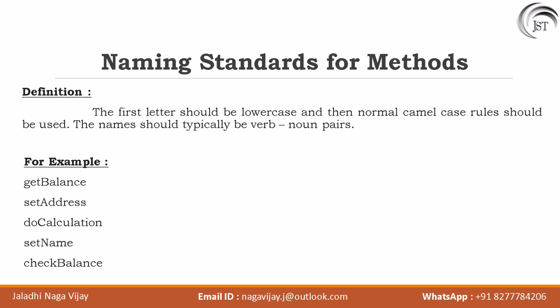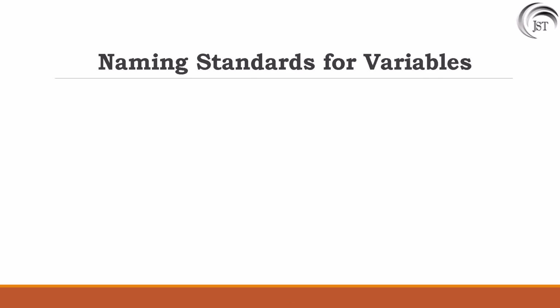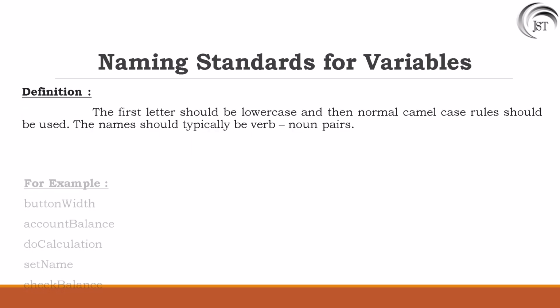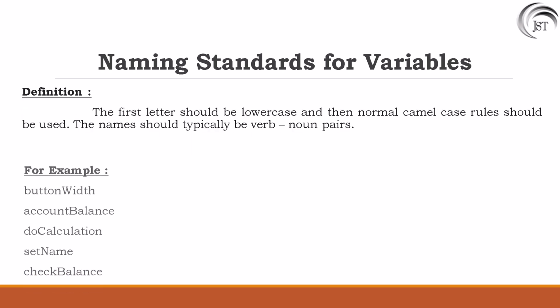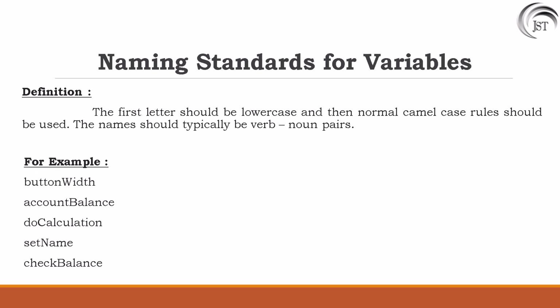This is the naming standards for methods. Next, naming standards for variables. This is also similar to methods. Just like method naming standards, variables should also follow the same rules. The first letter should be lowercase and the normal camel case rules should be used. The name should typically be a verb or noun pair.